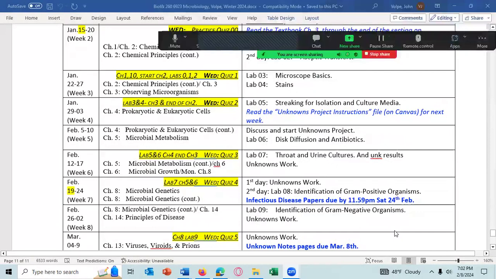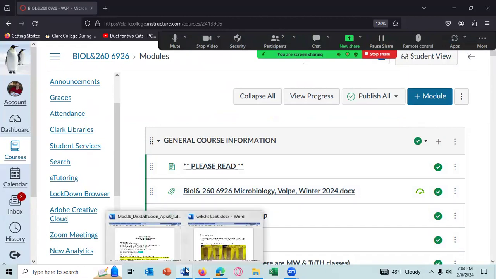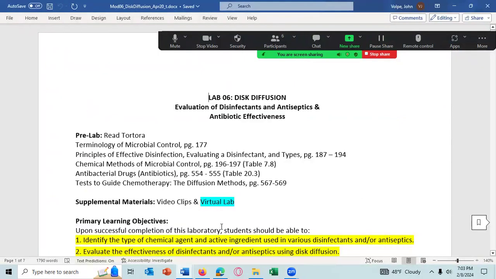Today is February 8th, and we're going to be discussing Lab 6, disc diffusion and antibiotics. Any question about any of that? Lab 6, disc diffusion, evaluation of disinfectants and antiseptics, and antibiotic effectiveness. There is some reading to do before the lab, so make sure you do the reading. We'll have some video clips in today's lab and a virtual lab as well.